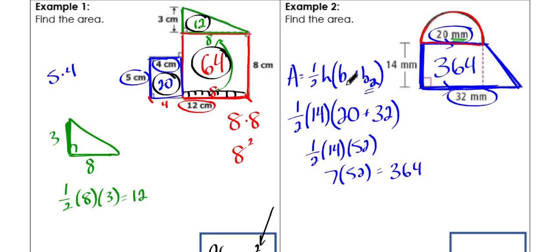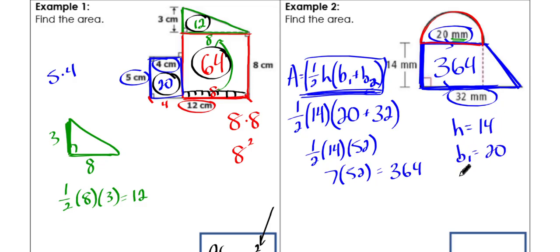Let's say you really don't like doing the substitution part of this. Just like we showed you with Desmos, you can type this equation, or really this expression. You type just this part, and then you tell it that the height is 14, base 1 is 20, base 2 is 32. And it'll do that substitution for you. You'll find out that that trapezoid has an area of 364.